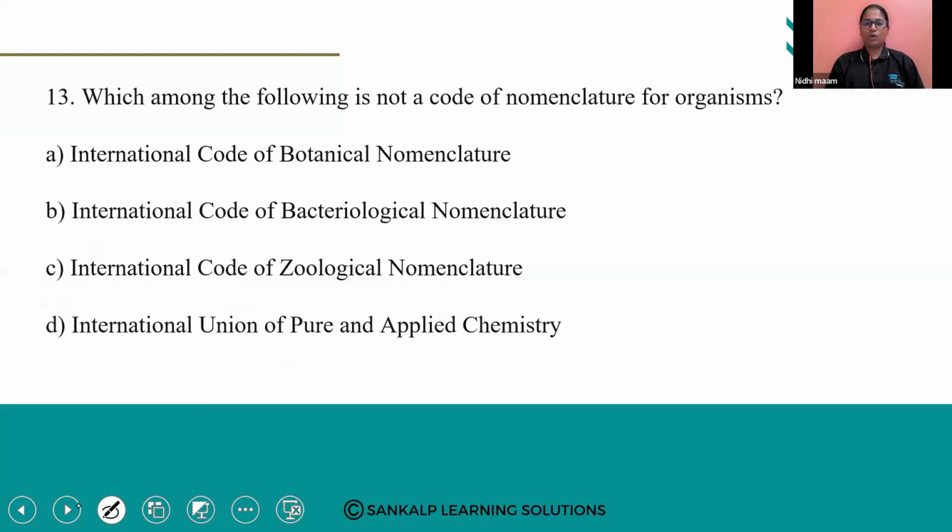Which among the following is not a code of nomenclature for organisms? Which among the following will not give names for the organism? International Code of Botanical Nomenclature, International Code for Bacteriological Nomenclature, International Code for Zoological Nomenclature, International Union of Pure and Applied Chemistry.